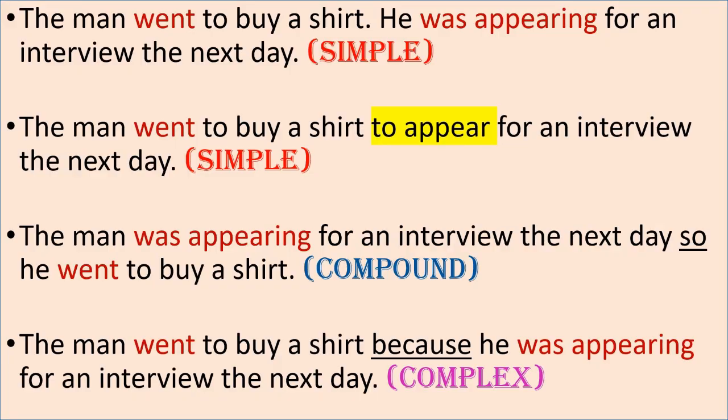Please note that the yellow highlight is a non-finite verb. The words in red are the finite verbs, and the underlined words are conjunctions. Follow all the sentences carefully. The man went to buy a shirt. He was appearing for an interview the next day.